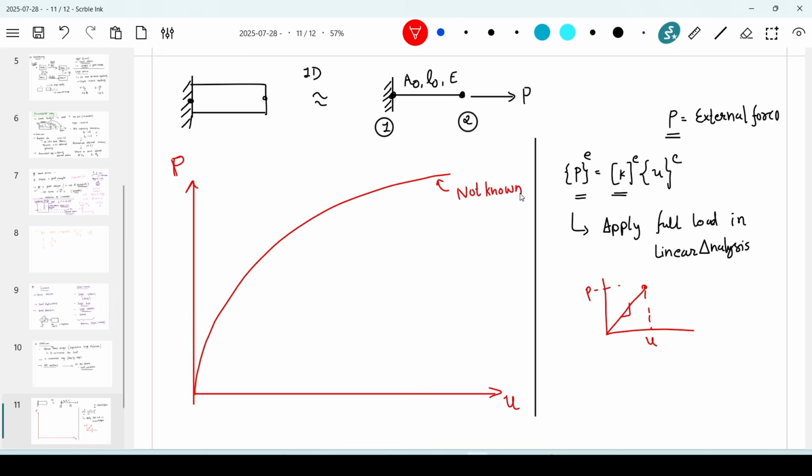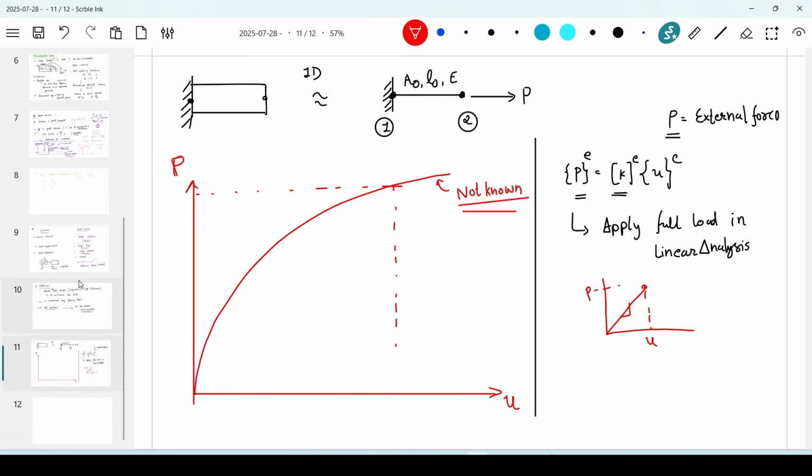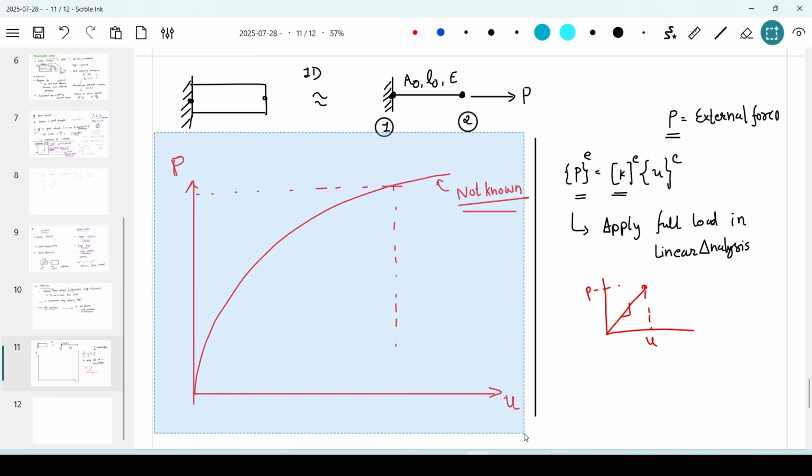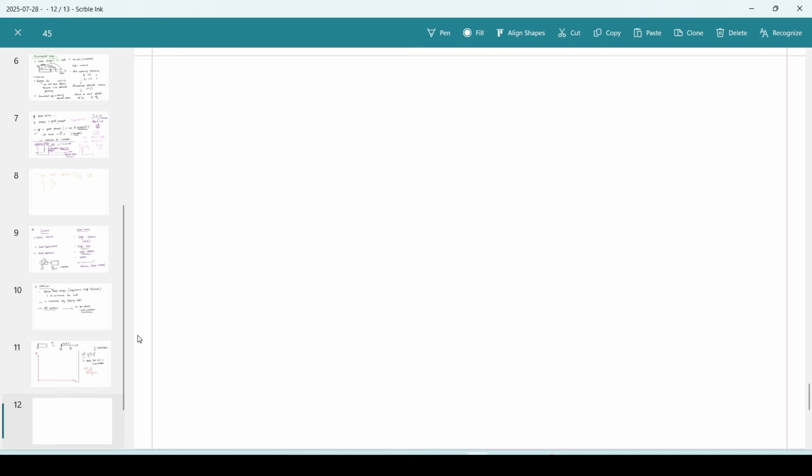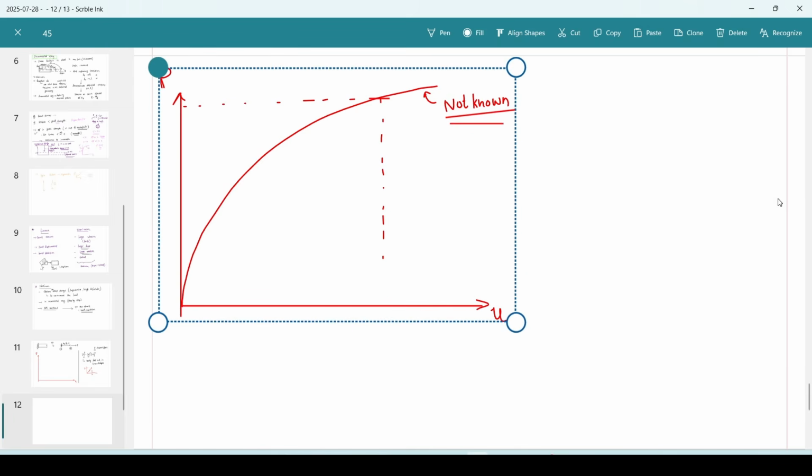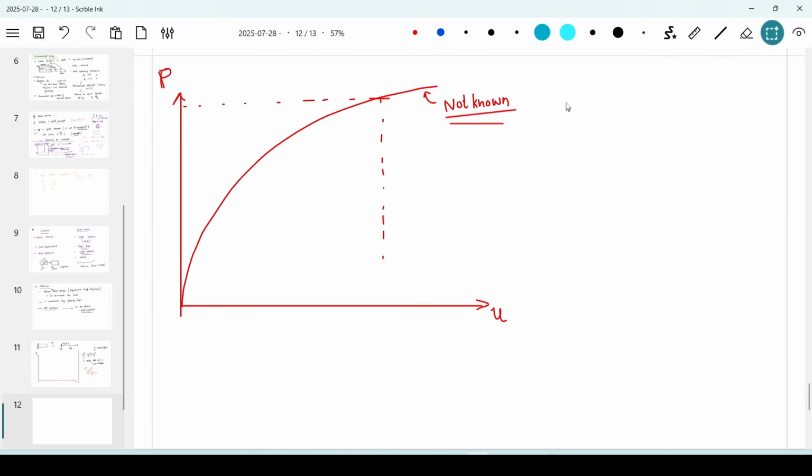Do we know, for a given load P, this is my displacement? This is not known. We want to actually trace this curve, so this is not known in advance. We'll see what is known in it in the first place. So we want to trace this curve.